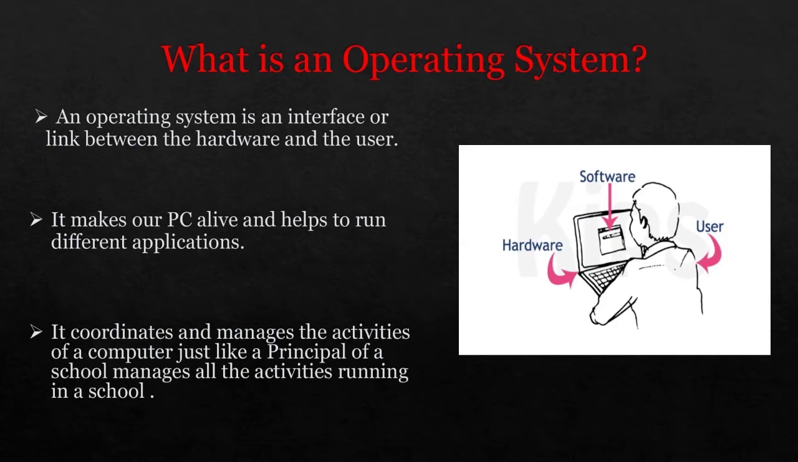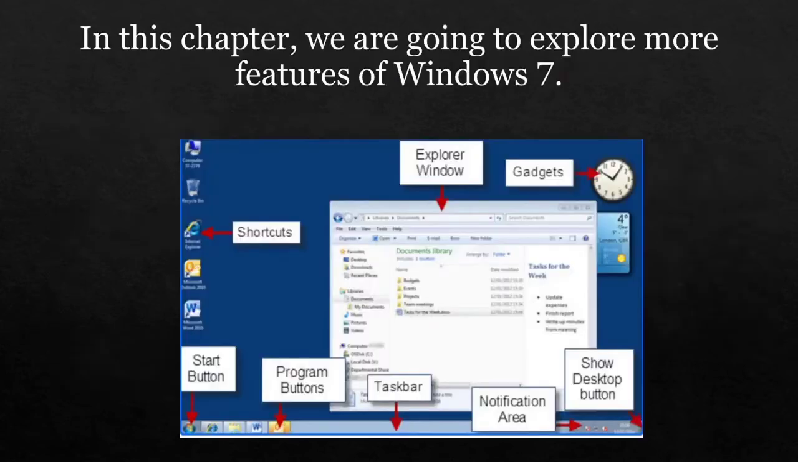An operating system is an interface between the hardware and the user. It makes our PC alive and helps us to run different applications. It coordinates and manages the activities of a computer just like the principal of a school manages all the activities running in a school. In this chapter, we are going to explore more features of Windows 7.